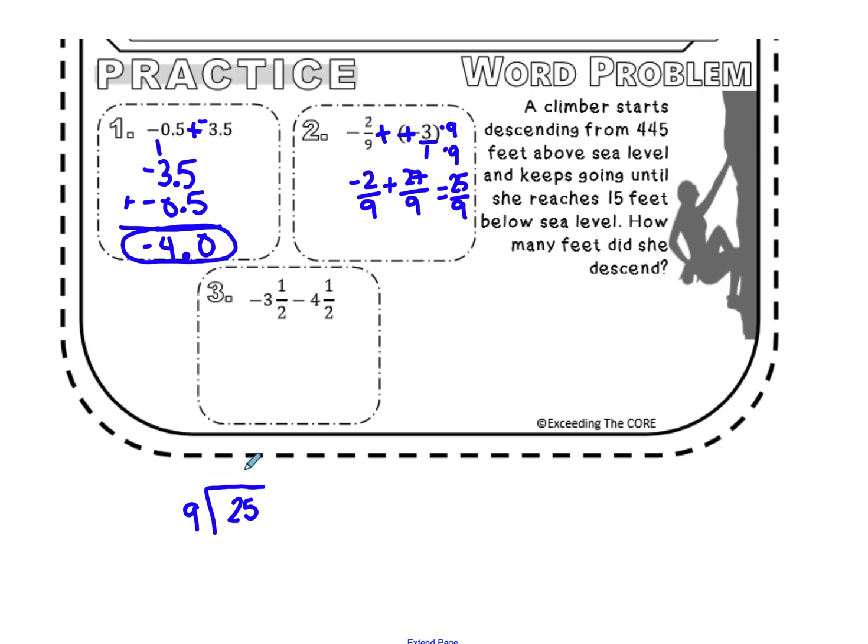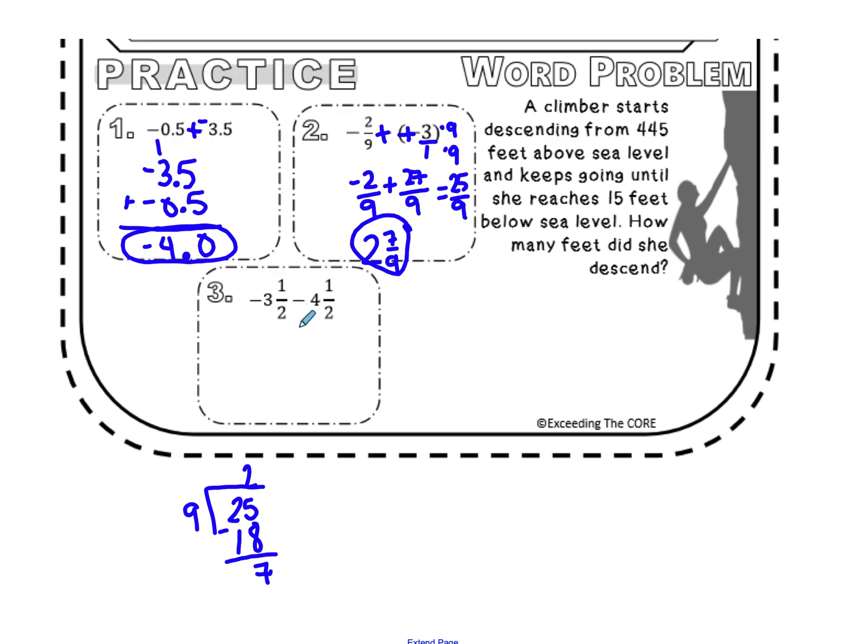Okay, 9 goes into 25 2 times. 2 times 9 is 18. 25 minus 18 is 7. So 2 and 7 ninths is my answer. And then I need to think about if it's positive or negative. More positives, answer is positive. So 2 and 7 ninths is my answer on that one.